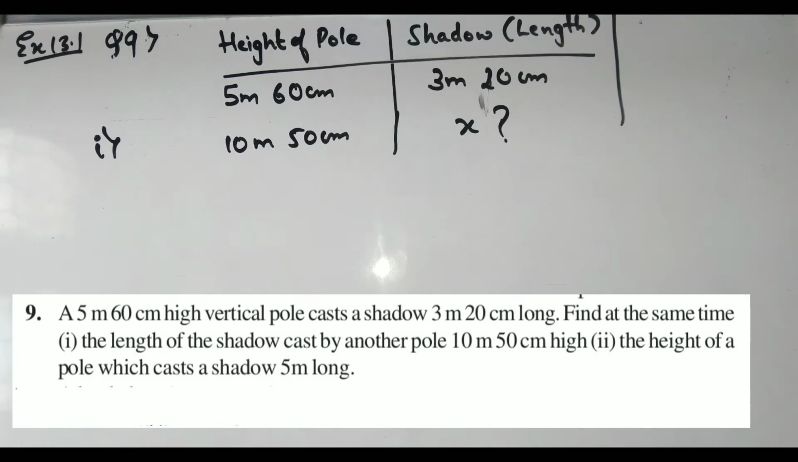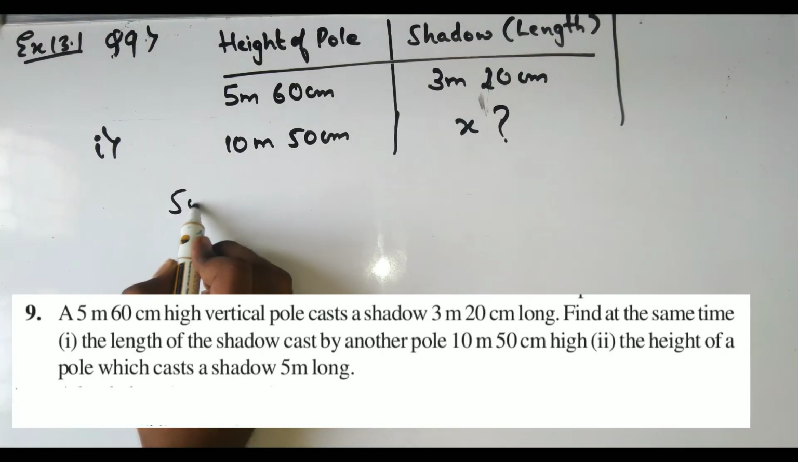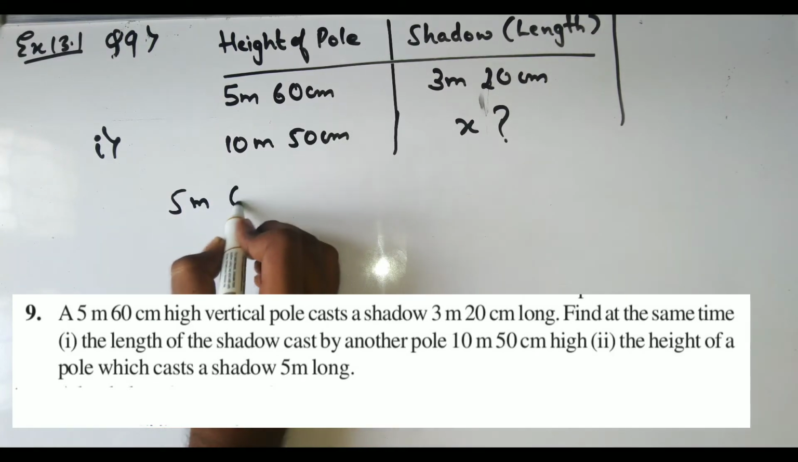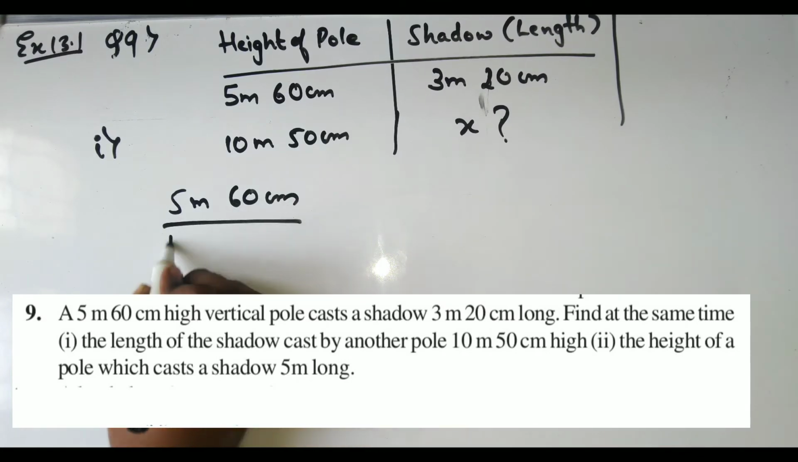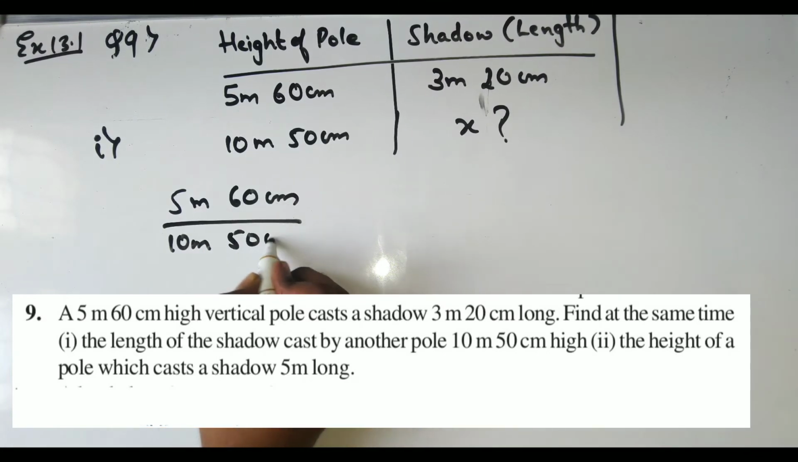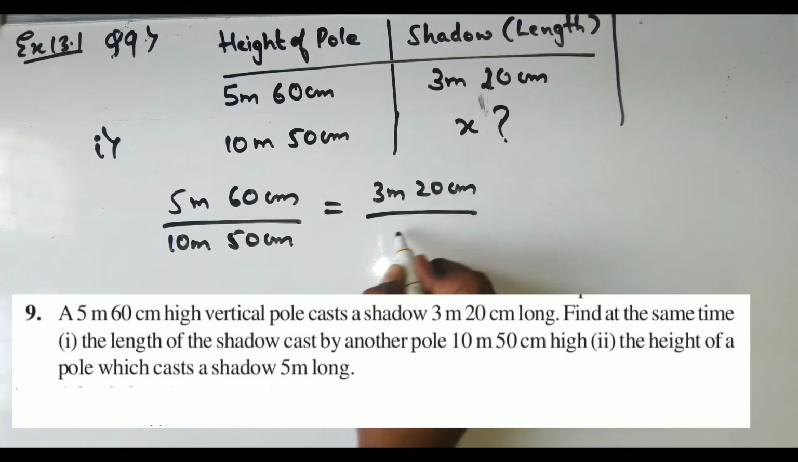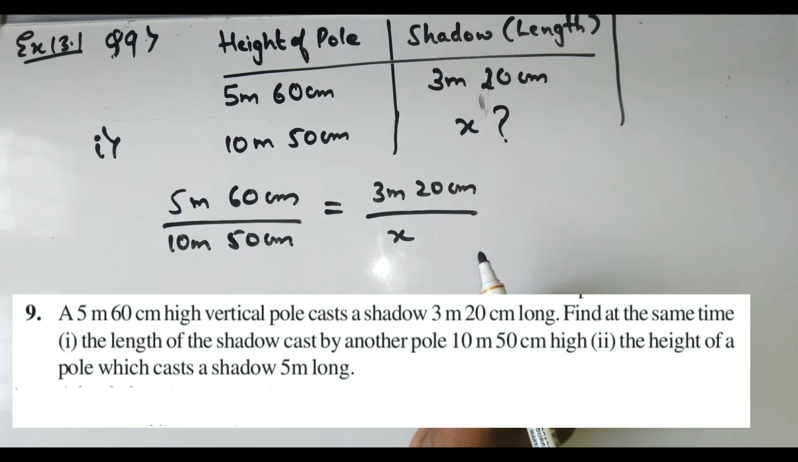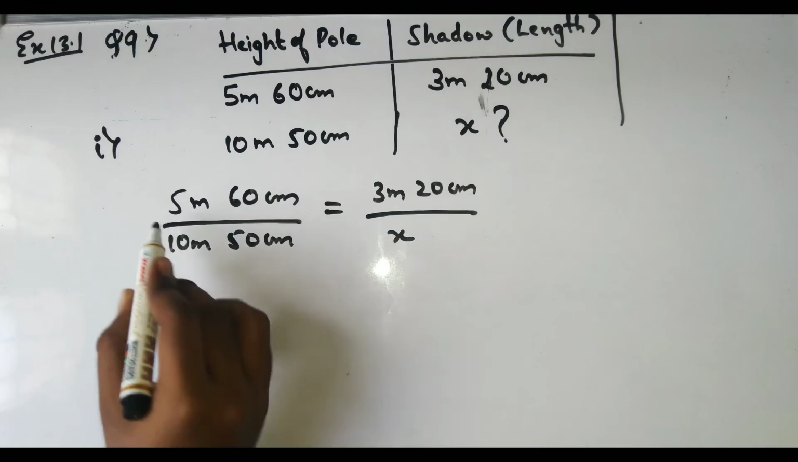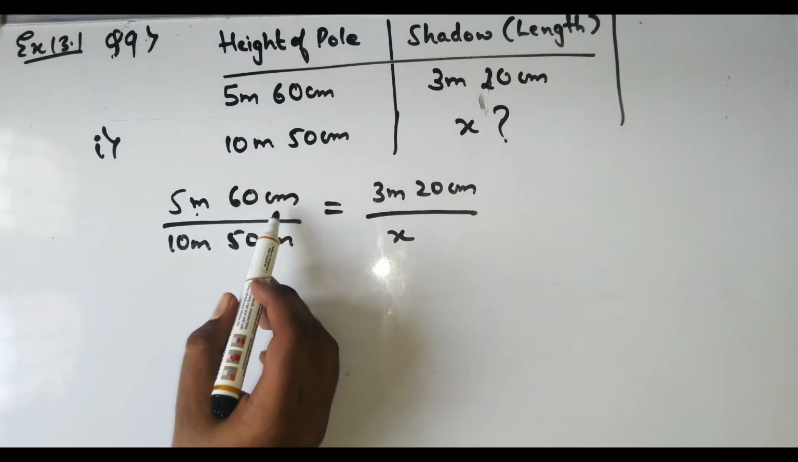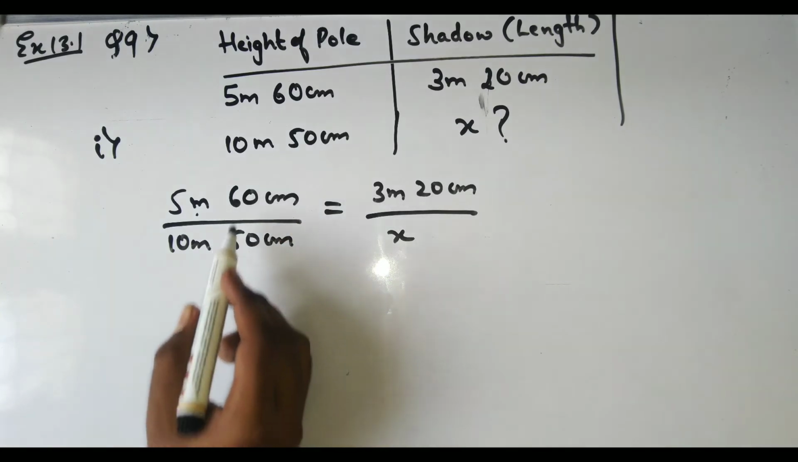Again the same logic you have to apply: it is in direct proportion because both the quantities are increasing. So I can say 5 meter 60 centimeter divided by 10 meter 50 centimeter is equal to 3 meter 20 centimeter divided by x. From this I can cross multiply. One more thing, it's better to convert everything into one unit, either meter form or centimeter form. It's better to convert into meter form.